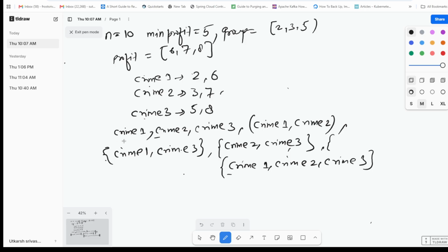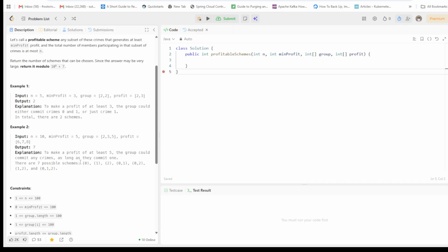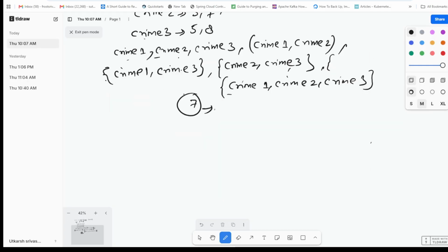So how much? If we count 1, 2, 3, 4, 5, 6, 7, so total 7 is possible for this. So if we see what our answer is here, this is for 7 only. We can see all the possible combinations we could perform. Here we are basically generating all the possible combinations only, but we need to keep in mind a certain criteria. The criteria is n: the number of people should not exceed this n.